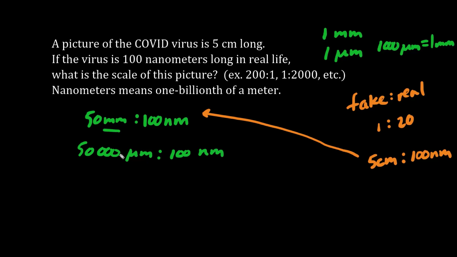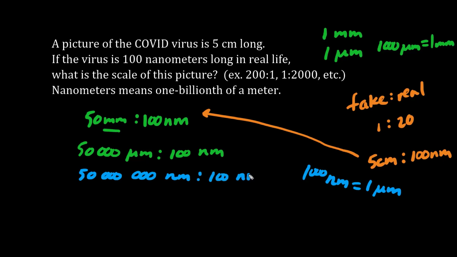But nanometers are even smaller than micrometers. It takes 1,000 of them to balance out. 1,000 nanometers equals 1 micrometer. So to convert micrometers to nanometers, we have to add another 3 zeros. So we simply go 1, 2, 3 more zeros, nanometers, colon, 100 nanometers.